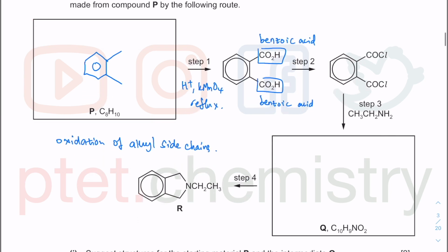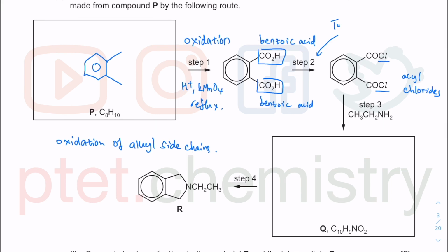Step 2, so step 1 just now was oxidation, the type of reaction. Step 2, we're going to substitute the OH and become Cl. So these are acyl chloride, which are much more reactive compared to carboxylic acid to nucleophile. The type of reaction is going to be what you call substitution, because you are replacing the OH with Cl, and typically you need something like SOCl2, or you can use PCl5 to make acyl chloride in A2 chemistry.